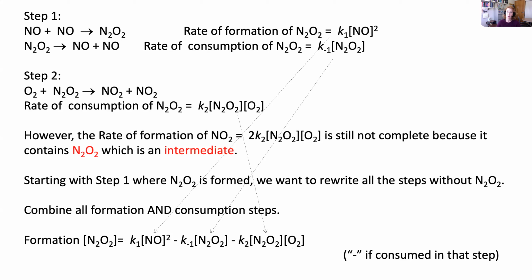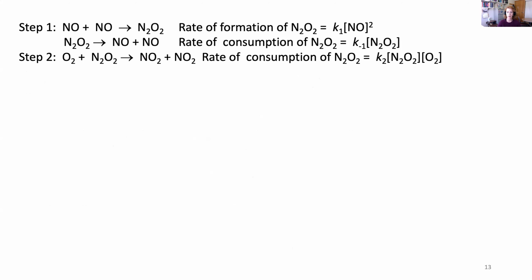So that's what you're going to do with all your intermediates. If your rate determining step, your slowest step associated with your reaction, includes an intermediate, then what you're going to do is find all the steps that form the intermediate and all the steps that consume the intermediate and equal them to each other. And then you can solve for that intermediate.